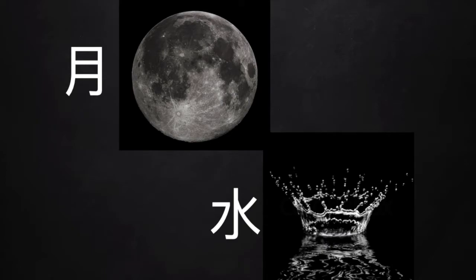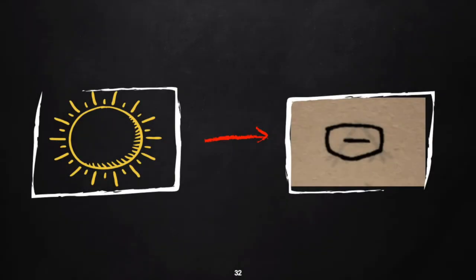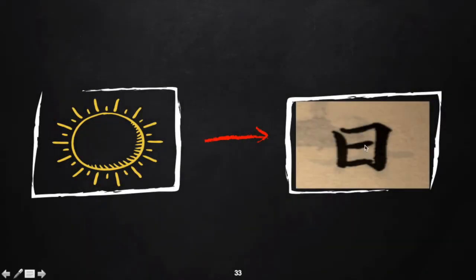To make it more clear, I'll give you another example. This photo you see here is actually a picture of the sun. A long time ago, in order to write the word for sun on paper, they used to draw a picture of it, just the way you see on the right side. And now, this picture has been changed over time and become what you see in this picture. And today, they use this one as the character for the word sun.